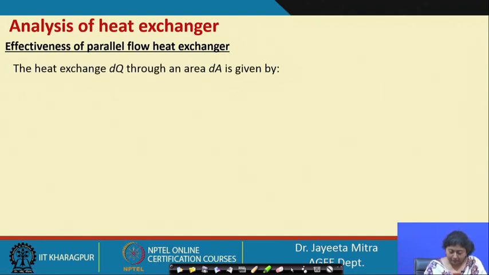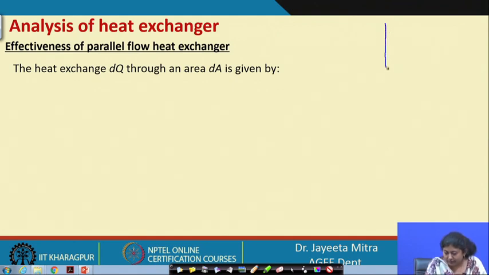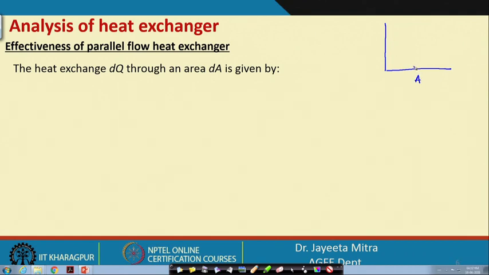Okay. So, for the parallel flow heat exchanger, in the previous class we derived the log mean temperature difference, relating the differential change in temperature for a differential area, and then equating the change for hot and cold fluid. So, here also we will do the same thing. Just to have an idea of the heat transfer, I am drawing the temperature profile.